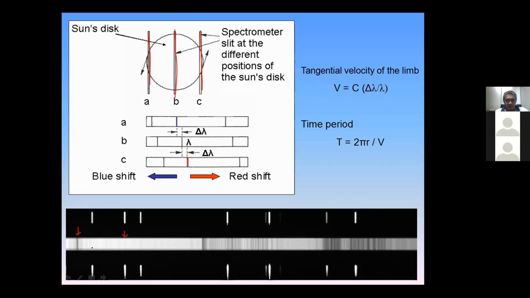Lambda means whatever absorption line you use over here. Delta lambda is the shift. Then you can calculate V, and then of course you can calculate the rotation period as well. So this is a very precise method.